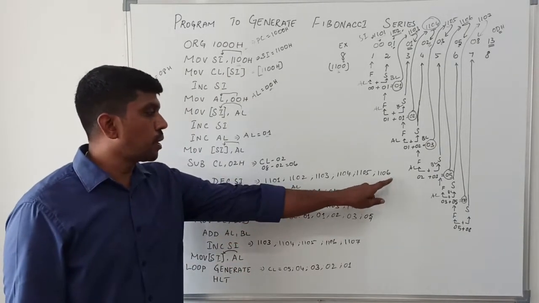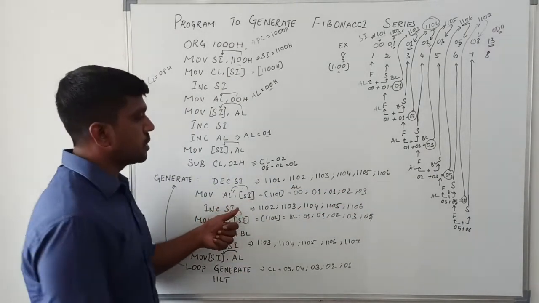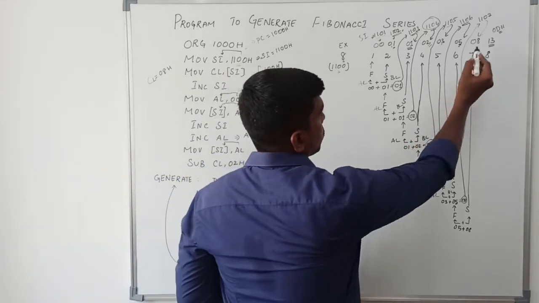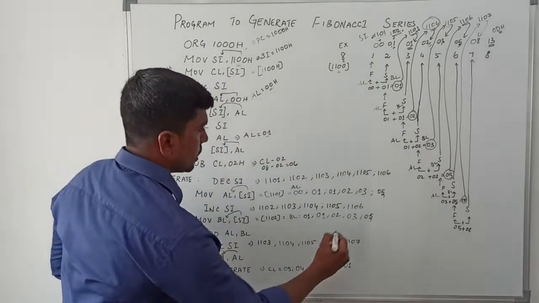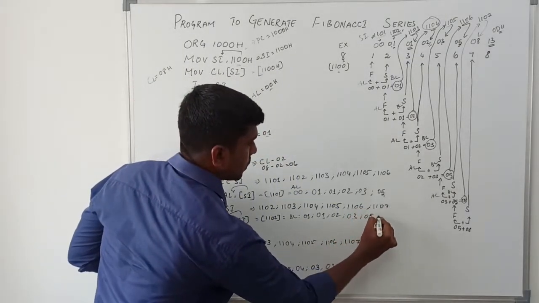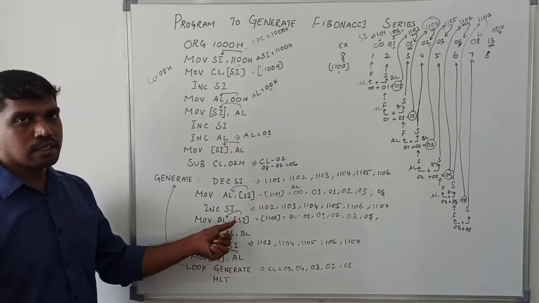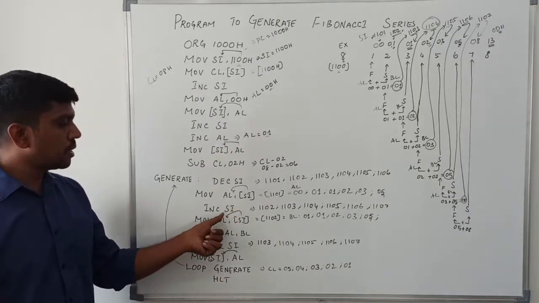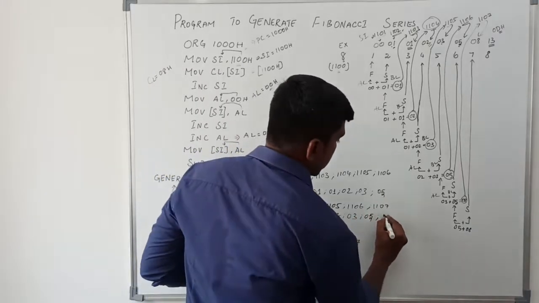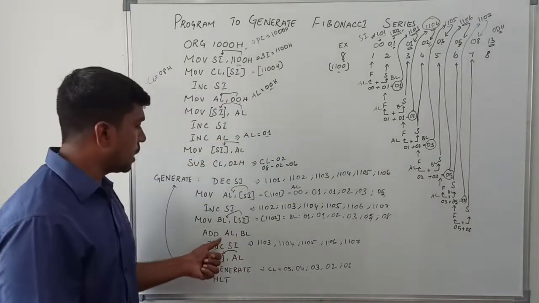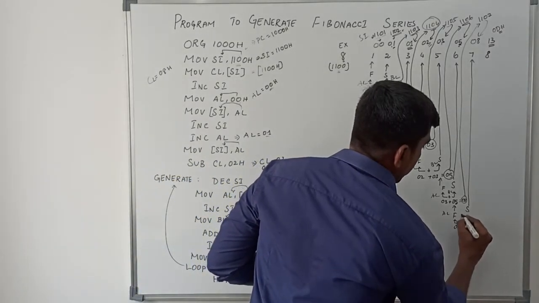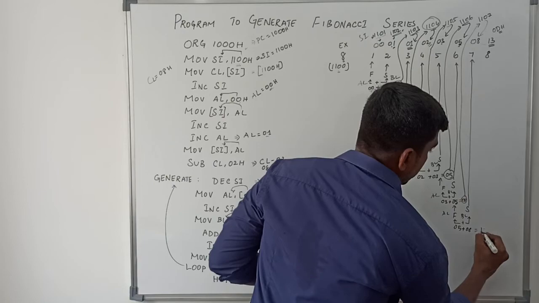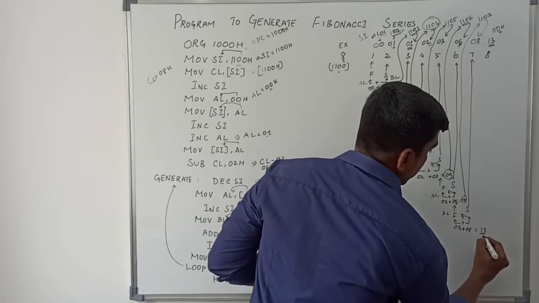We get the value 1106. Move AL comma [SI]. After execution of this instruction, the AL value is 05. Then increment SI to 1107. Then move BL comma [SI]. Whatever value is present here, this content is transferred to the BL register. Now the BL register value is 08. Then add AL comma BL. The AL value is 05 and the BL value is 08. The result is 13, and the 13 equivalent hexadecimal number is 0DH.